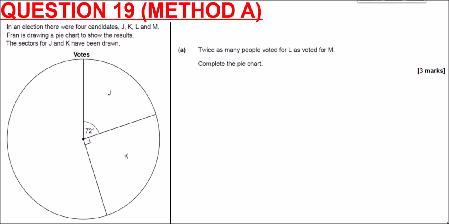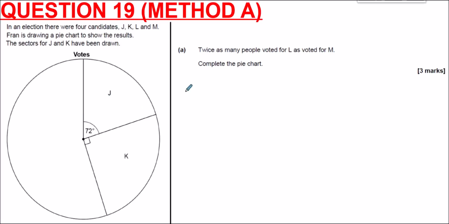Question 19 is a pie chart question. So in an election there are 4 candidates, J, K, L and M, and Fran's drawing a pie chart to show the results. The sectors for J and K have been drawn, and for part A we need to complete the pie chart. And we're told that twice as many people voted for L as voted for M. So what we need to remember for a pie chart is that the total of all the angles of all the sectors will always equal 360 degrees, because a full circle is 360 degrees.